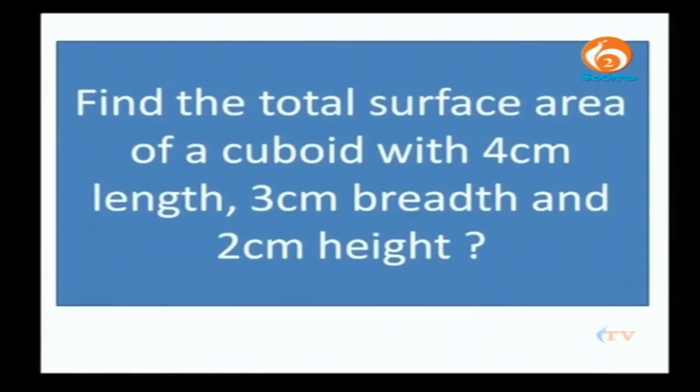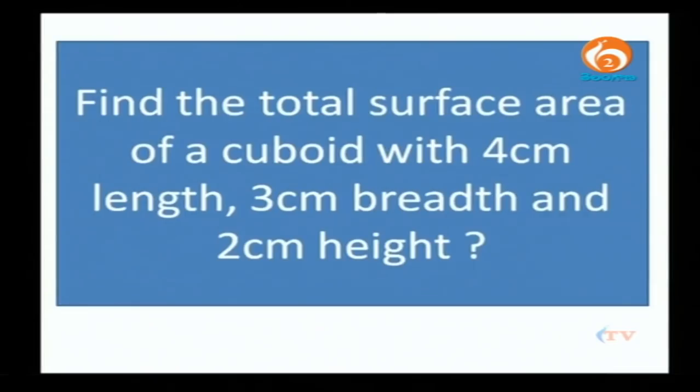total surface area. Now, let us look at a problem, that is, find the total surface area of a cuboid with 4 centimeter length, 3 centimeter breadth and 2 centimeter height. Children, read the problem carefully again, that is, find the total surface area of a cuboid with 4 centimeter length, 3 centimeter breadth and 2 centimeter height.